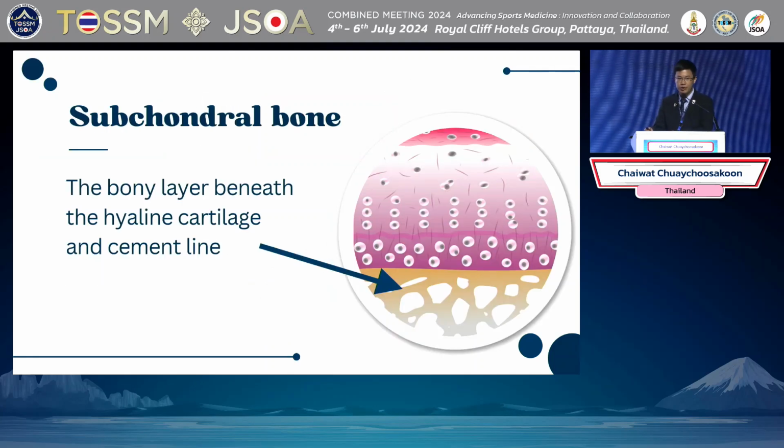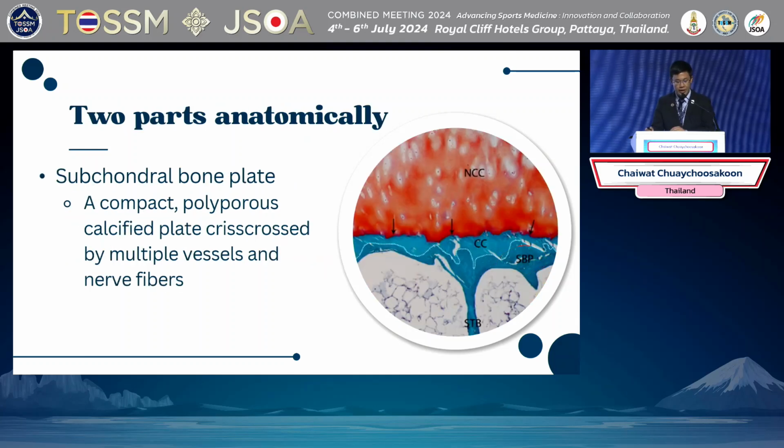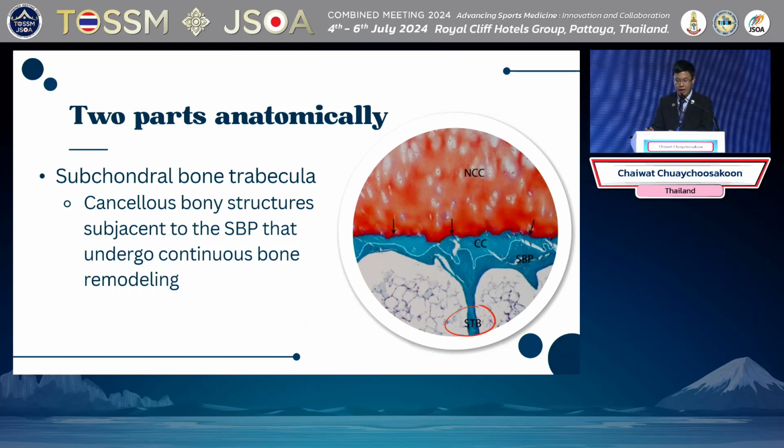What is the subchondral bone? Subchondral bone is the bony layer beneath the hyaline cartilage and the cement line. It can be divided into two parts anatomically. The first is a compact polyporous calcified plate crisscrossed by multiple vessels and nerve fibers. The second is a cancellous bony structure adjacent to the subchondral bone plate that undergoes continuous bone remodeling.